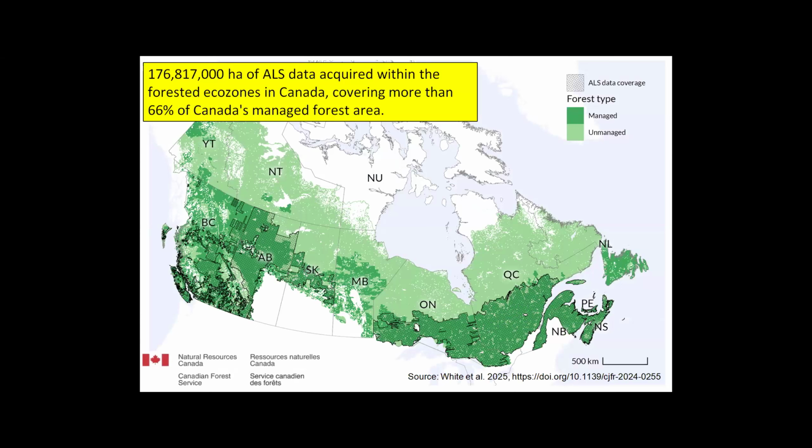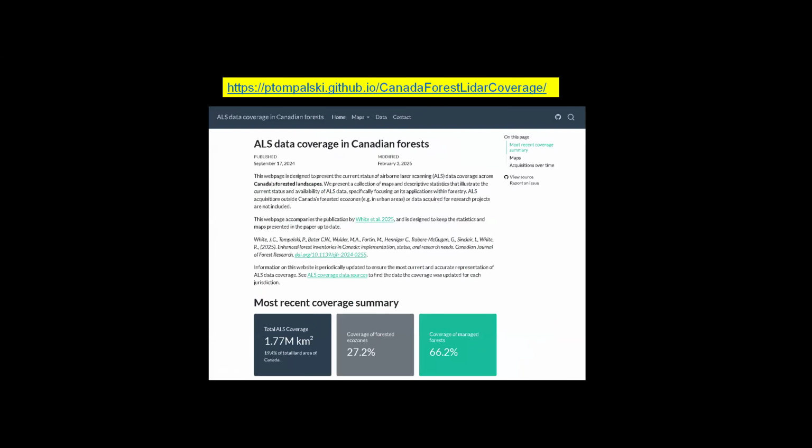So we now know that about 177 million hectares of LiDAR data have been acquired within the forested ecozones of Canada. This represents about 66% of Canada's managed forest area. And we're only talking here about LiDAR acquisitions acquired primarily for forestry purposes, so not for flood mapping or other applications. These are primarily forest acquisitions. We're also not including here research acquisitions that have been done in the Yukon or in Newfoundland, for example, or the Northwest Territories. So this is more our focus here.